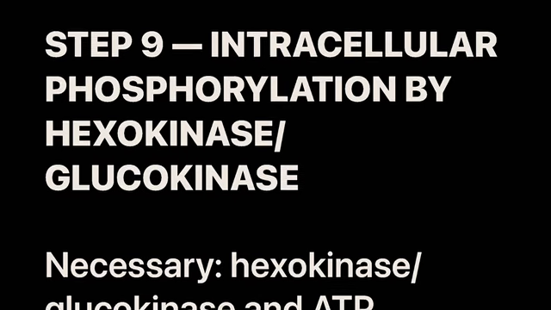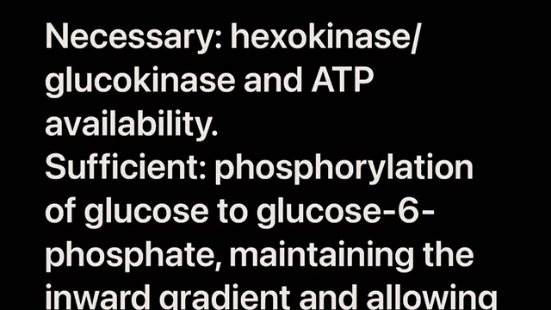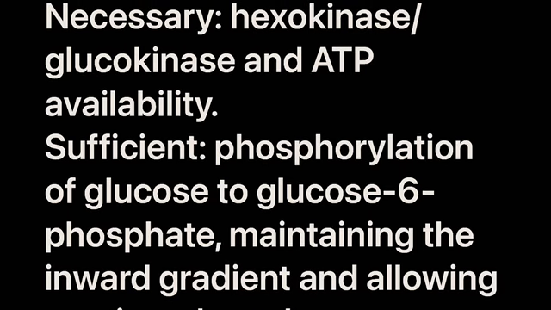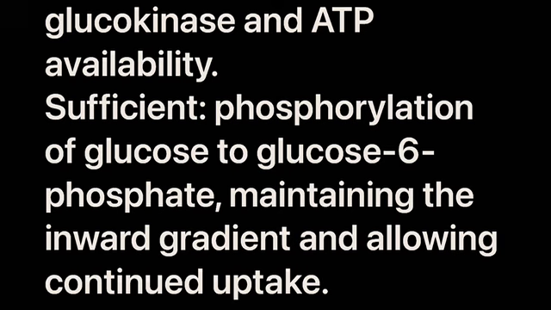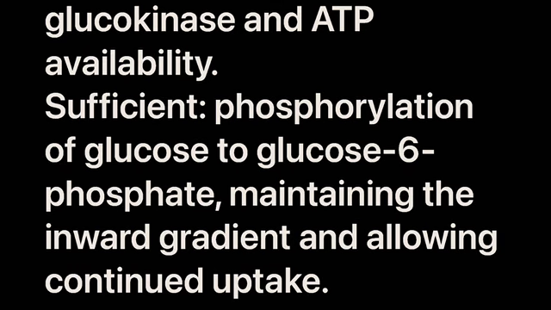Step 9. Intracellular phosphorylation by hexokinase/glucokinase. Necessary, hexokinase/glucokinase and ATP availability. Sufficient, phosphorylation of glucose to glucose-6-phosphate, maintaining the inward gradient and allowing continued uptake.